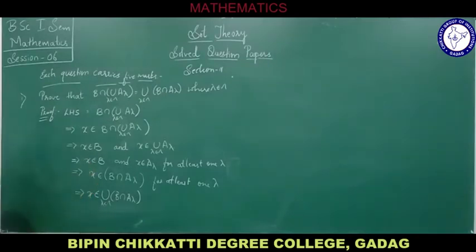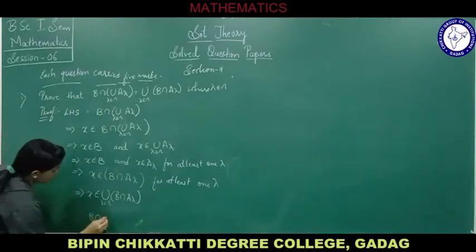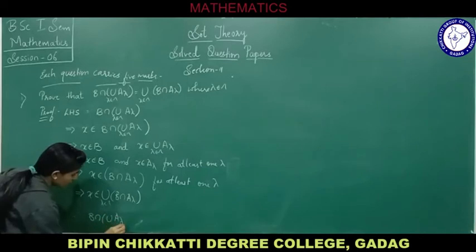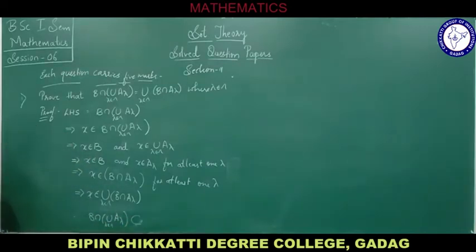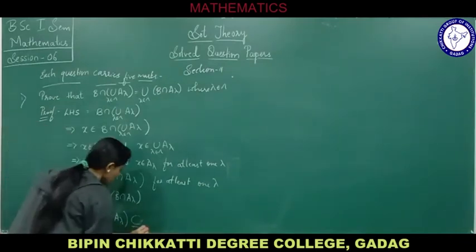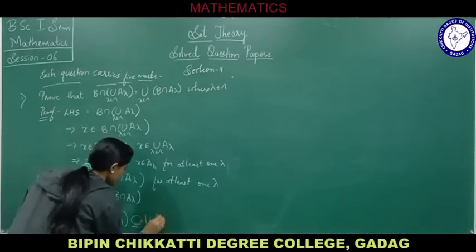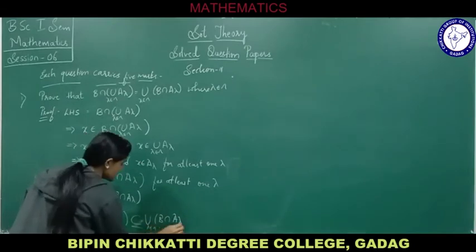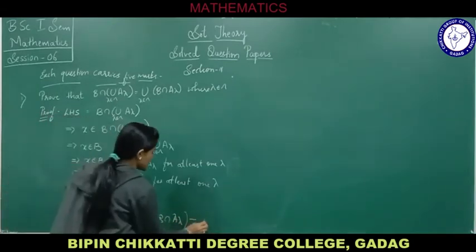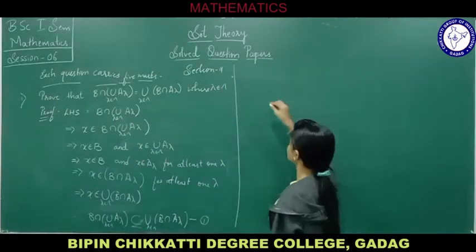What did we prove now? Therefore, B intersection union of A lambda, where lambda belongs to this index set, is a subset of union of B intersection A lambda, where lambda belongs to this index set. Let us consider this as 1. Now let us consider the RHS part.